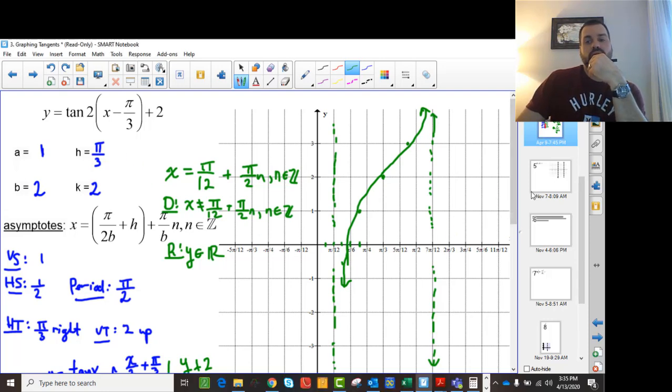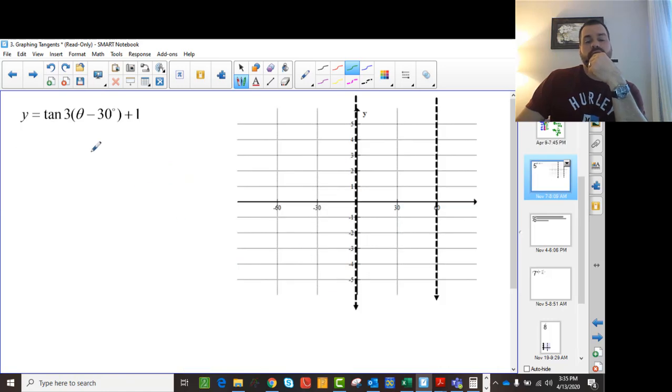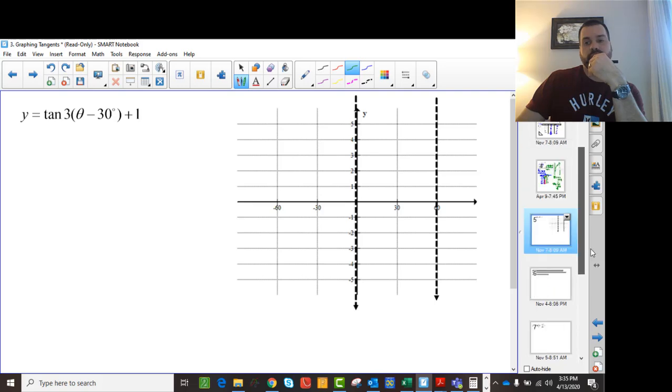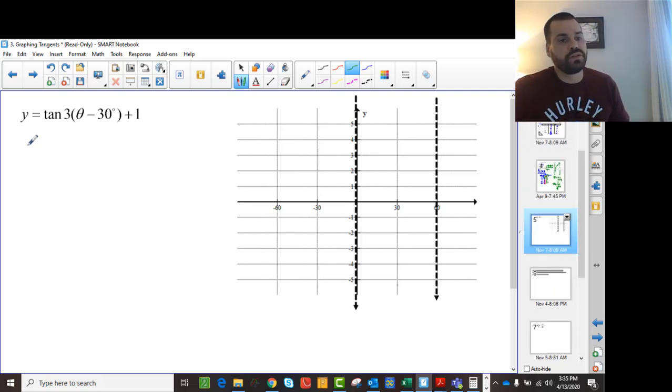I think we'll do one more, this time in degrees, and then we'll leave it at that, and you can practice. There's a few more in the notes that you can practice with, okay? So let's do this one in degrees. A is going to be 1, B is going to be 3, H is going to be 30, and K is going to be 1.